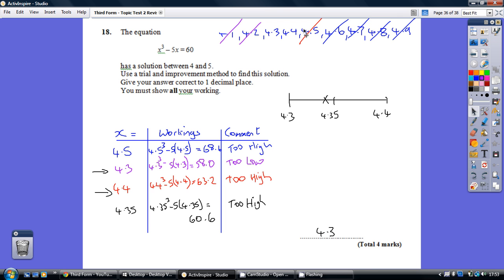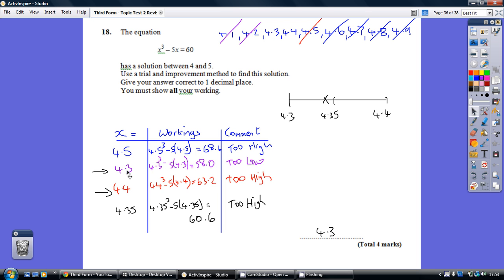We then basically go for the middle of the remaining ones, so 4.3. So give 4.3 a go, plug it into your calculator, you get 58.0, which is too low because we're aiming for 60. So we know 4.3 is too low, so certainly 4.2 and 4.1 are definitely out because they're even lower, so we cross those out. So we're left with 4.3, 4.4 and 4.5 at this point. So try 4.4, so we pop 4.4 in and we get 63.2, bigger than 60, so that's too high.